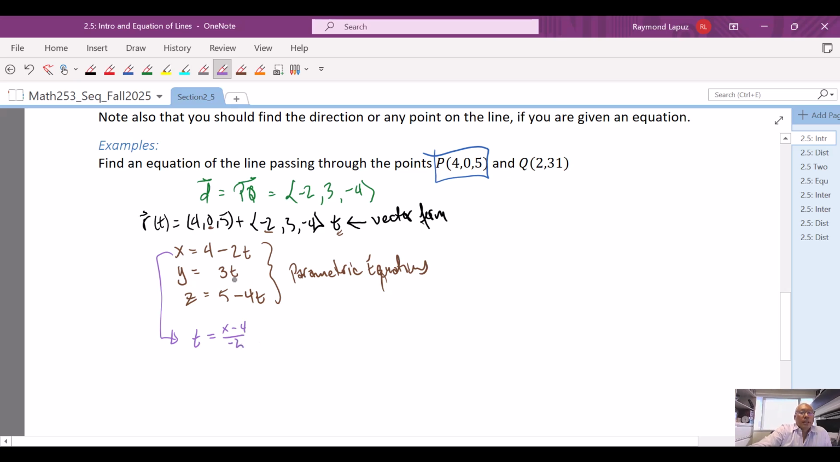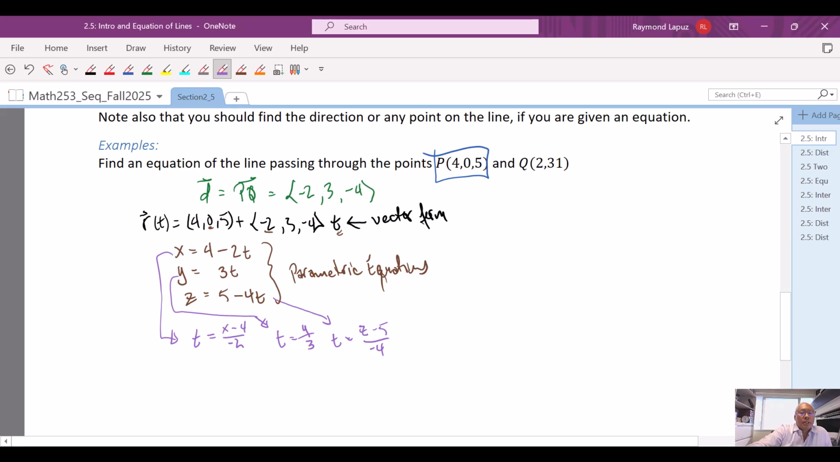And then for the second equation here, I will get t is equal to, well, I think that's just y divided by 3. And then for my last equation, I will get t is equal to z minus 5 divided by negative 4. So I can take those 3 equations, set them all equal to each other to eliminate the parameter t.